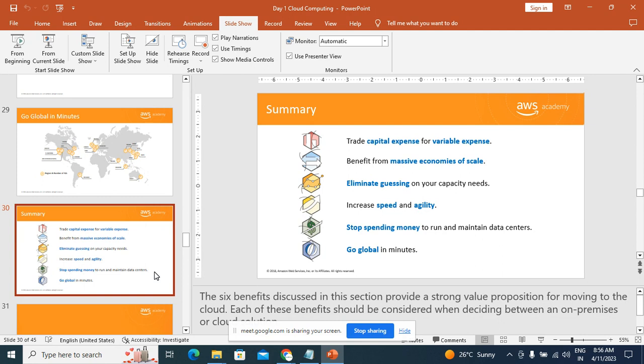Next, benefit from massive economies of scale. Third, eliminate guessing on your capacity. Then increase your speed and agility. Stop spending money to run and maintain data centers, and go global in minutes. So these six points you need to keep in your head. Even if you are working on Azure or Google Cloud Platform, these are the basic foundation things, common whenever you want to learn cloud computing technologies. This is the terminology you need to keep inside your head.